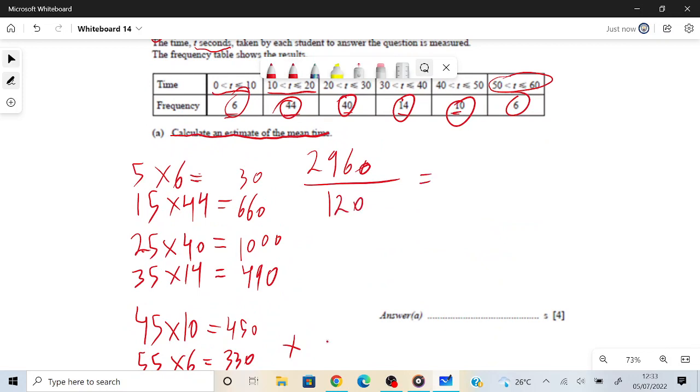and you can do this in your calculator. 2960 divided by 120 gives 24.67 recurring decimal. So you can write it like this: 24.67. The units is already given, so no need to write it again. Again, you need to make sure what accuracy they want you to round it off to. They could say one decimal place, they could say the nearest whole number, which in this case would be 25 then.